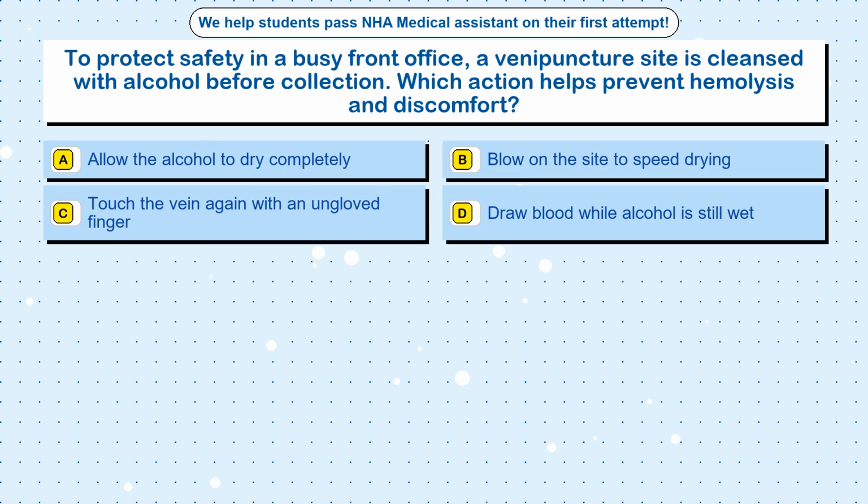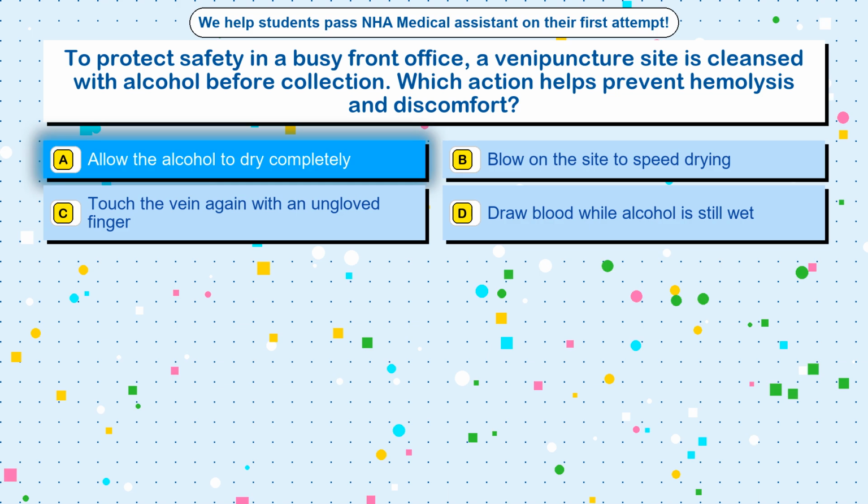Question 82. To protect safety in a busy front office, a venipuncture site is cleansed with alcohol before collection. Which action helps prevent hemolysis and discomfort? Option A. Allow the alcohol to dry completely. Option B. Blow on the site to speed drying. Option C. Touch the vein again with an ungloved finger. Option D. Draw blood while alcohol is still wet. The correct answer is option A.